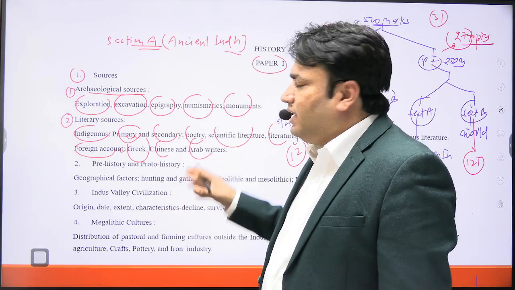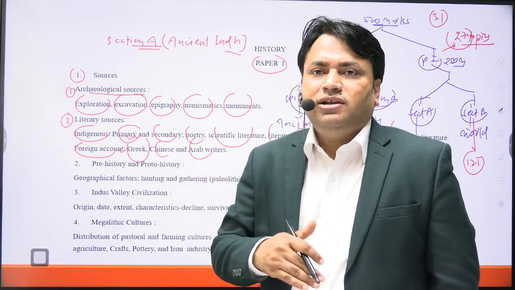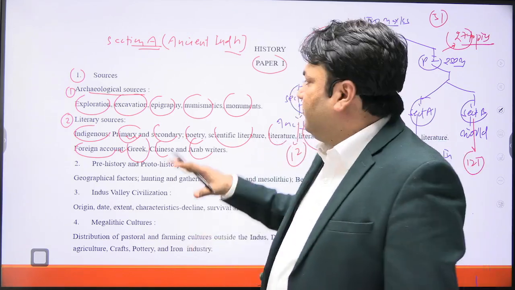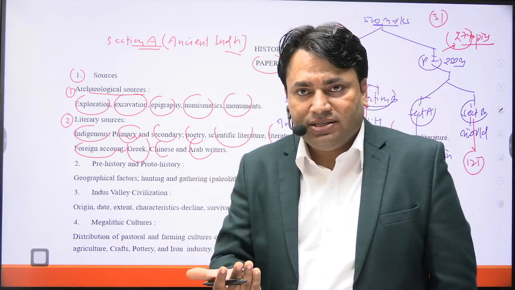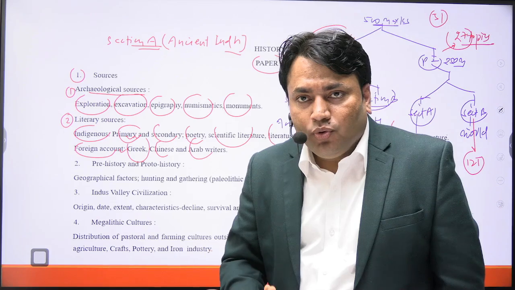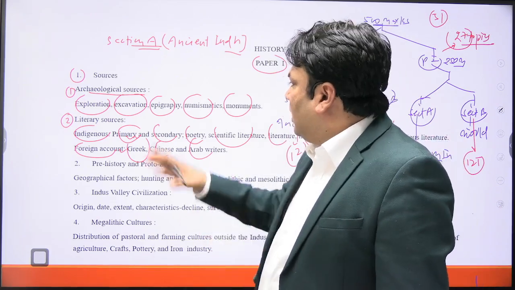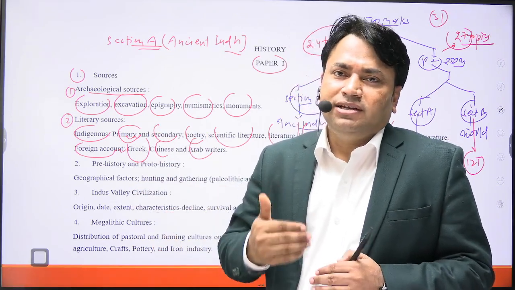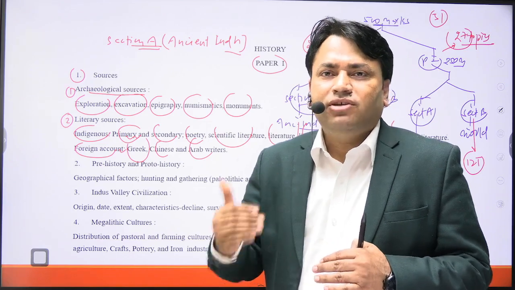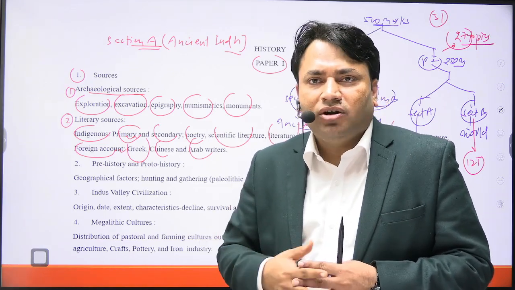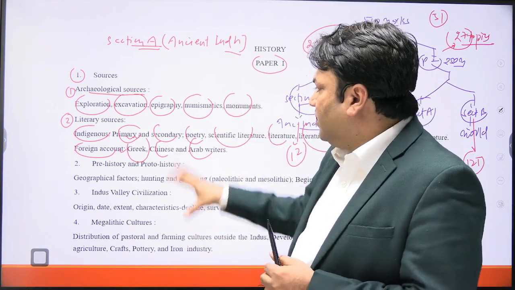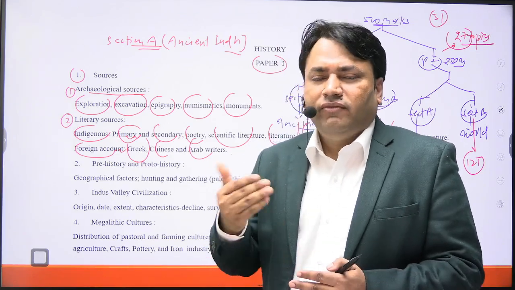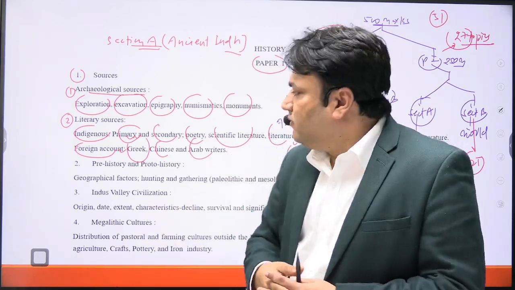But what we read in the optional paper is quite different from what we read in the GS paper. Here we have to focus on ideas and on the analytical approach: how these different sources complement each other, and what level of accuracy these historical sources provide. So here we need to develop an approach. This is the very first topic. It is obvious that if you are reading about history, we must know about the sources of history.